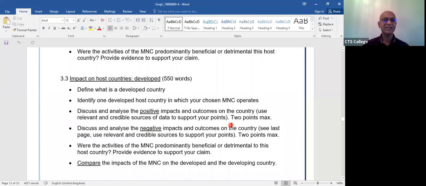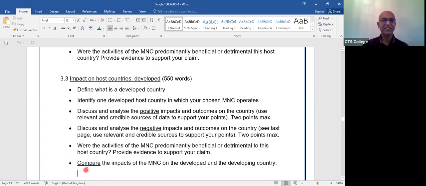As discussed last day, if you want to take the position that your MNC has had a more negative effect, then discuss two negatives and one positive. If you want to take the position your MNE has had more positive effects, then discuss two positives and one negative, and so on. Again, try to take a position and say whether the impact was overall beneficial or detrimental, and then compare the impacts of your MNC on both the developed and the developing country.